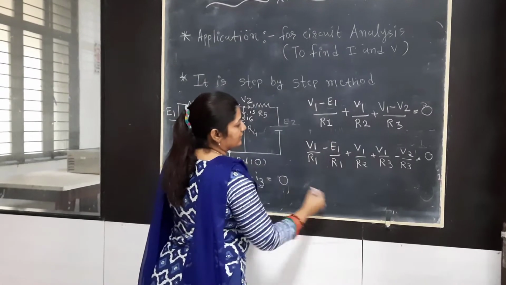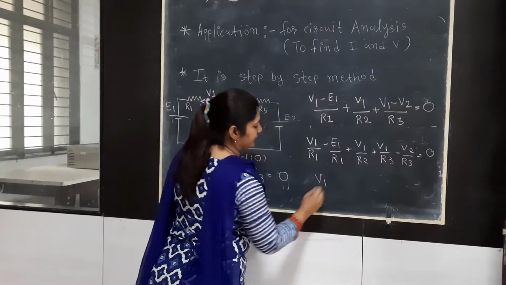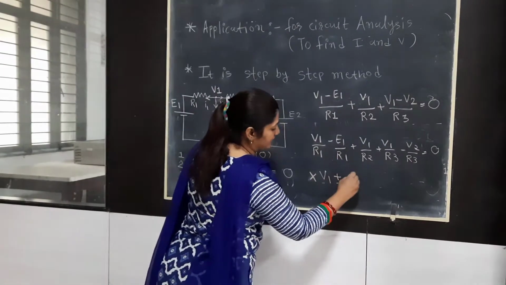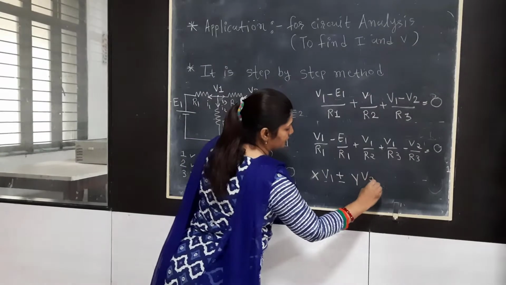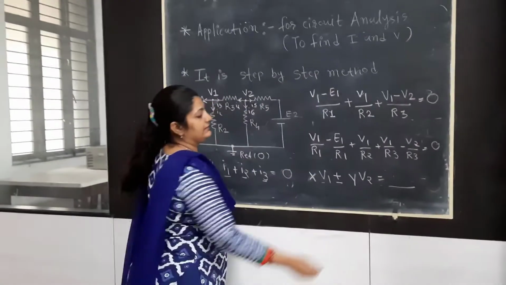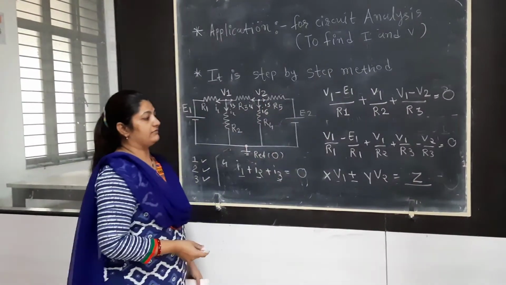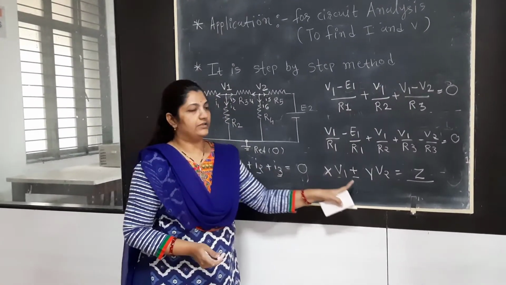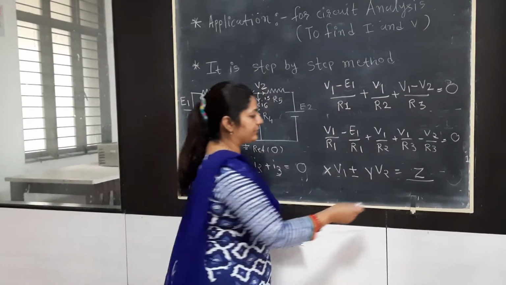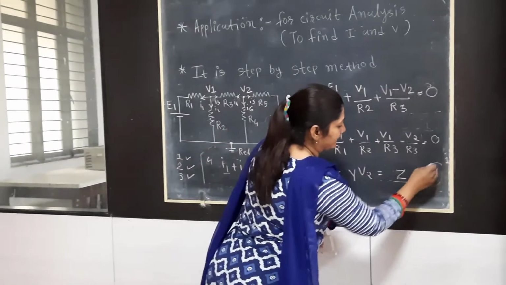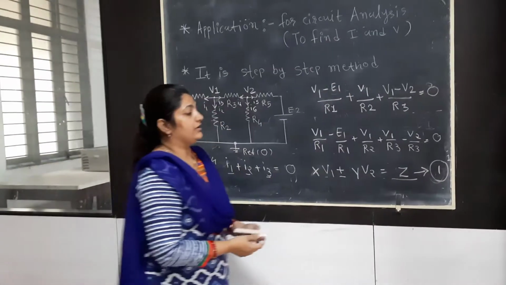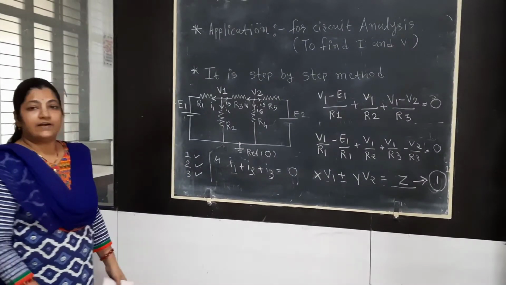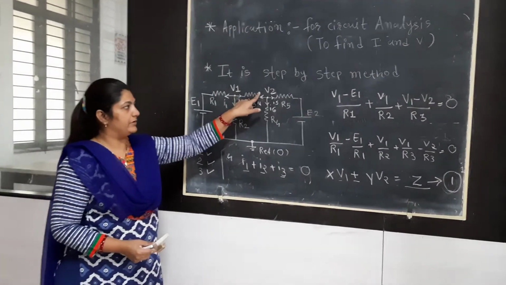So with this you can rearrange the equation in terms of x V1 plus or minus, depending on the equation, y V2 equal to z. So in that way, there is only my assumption. You can reform this equation into the given format. It will help to go with the final representation of the equation and give it the number 1. Now, the same thing is required to repeat for node number 2.